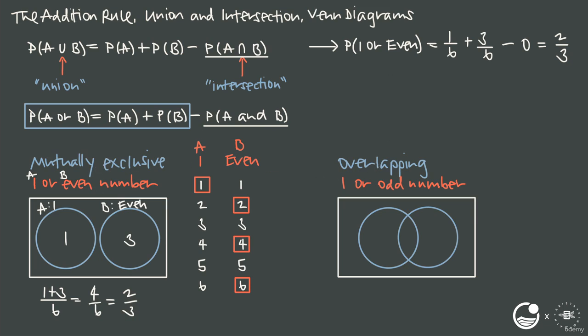But when we have overlapping events, let's change the scenario here to the scenario where we roll a 6-sided die one time, and we're looking for the probability that we get a 1 or an odd number. So event A is rolling a 1, event B is rolling an odd number. If we build out our little chart here, just like we did before, what we can say is that event A, rolling a 1, there's only one possible outcome there that we're interested in, and it's this outcome, rolling a 1. This is here event A, and this is event B.